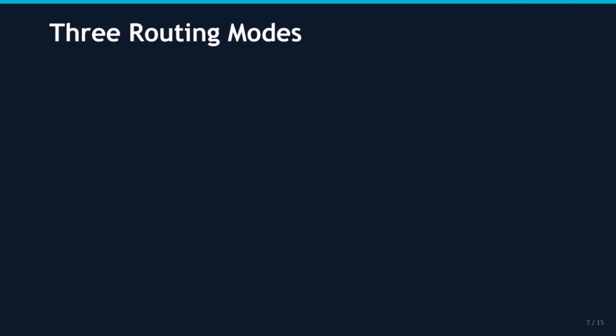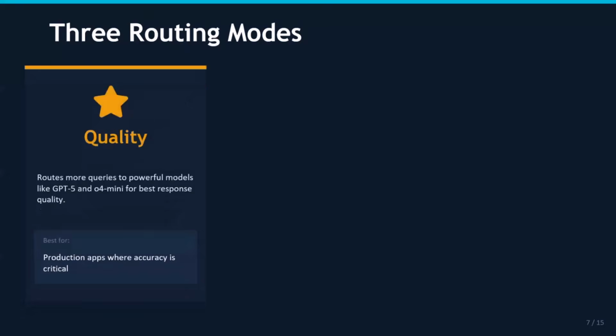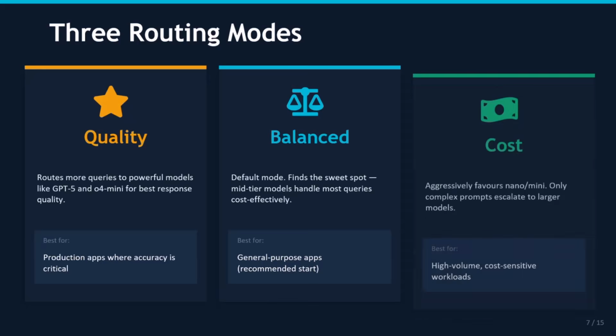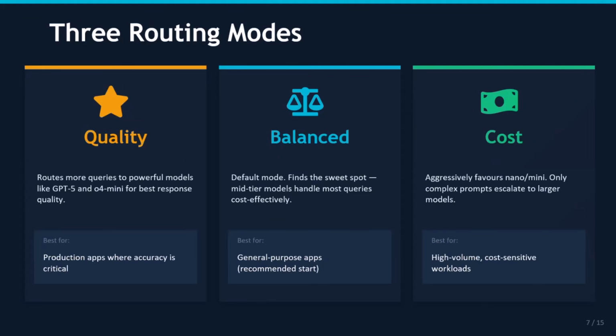As I mentioned, there are three routing modes. We have quality, which routes more queries to powerful models. Use this when accuracy is non-negotiable, like medical, legal, financial. We have balance mode, which is the default selection, and where I recommend you start. That's the sweet spot between cost and quality for most applications. And finally, we have the cost mode, which aggressively routes to nano and mini. Only complex prompts get escalated, and it's perfect for high volume chatbots and customer support. So my advice is to start with balance, measure it for 2 weeks, and then decide where to go from that.